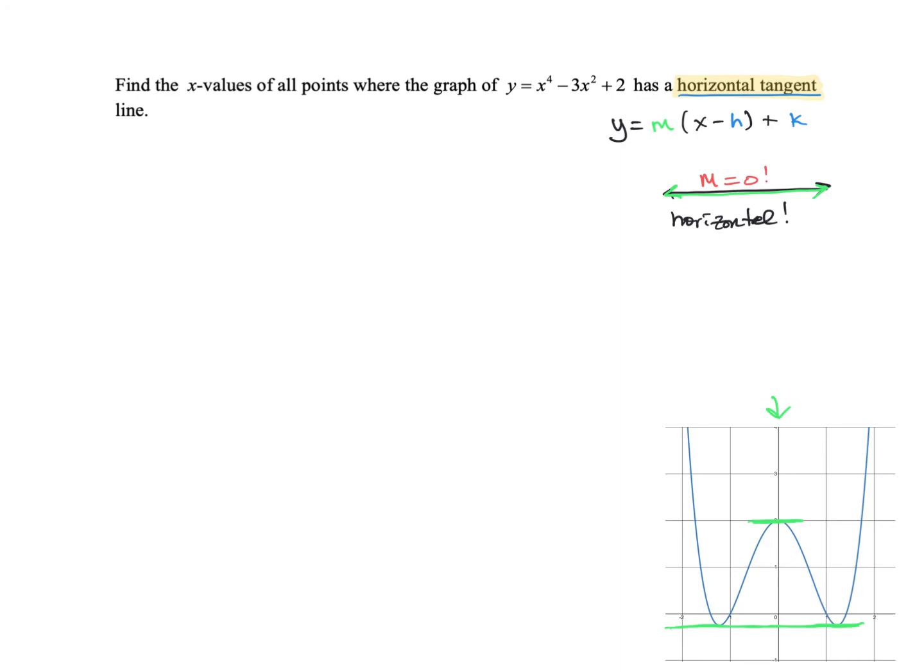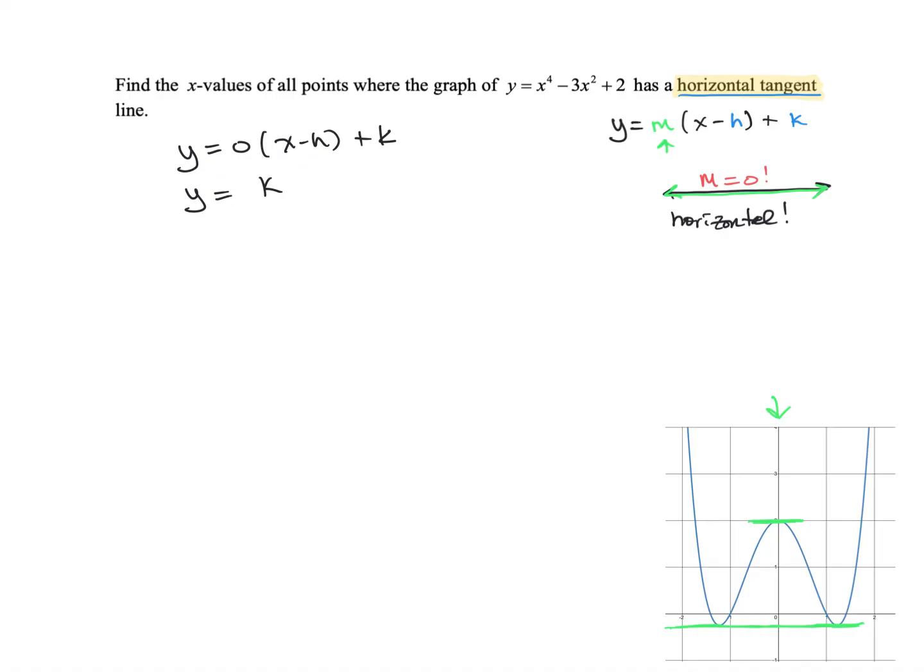So they've given us the slope, and we know the slope is 0. That makes this problem a little bit easier. So for our equation of a line, we have y equals 0 times (x minus h) plus k. So our equation of a line is going to be y equals k. We just need to find k, which in this case is a number, a constant.